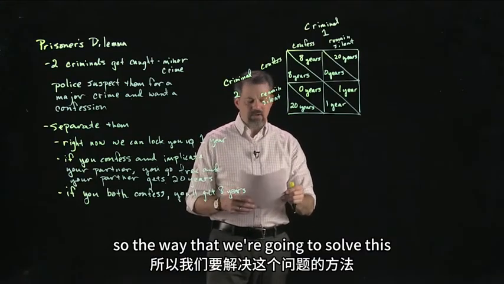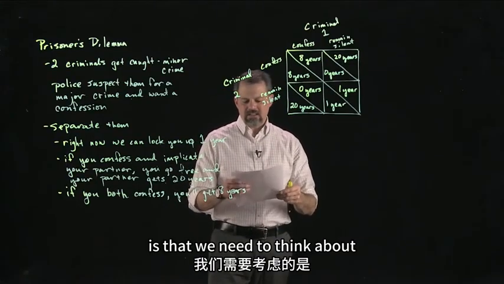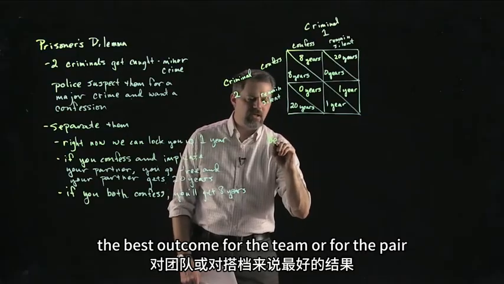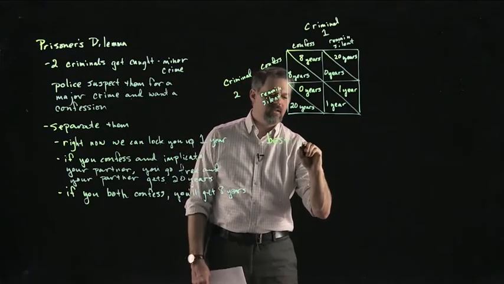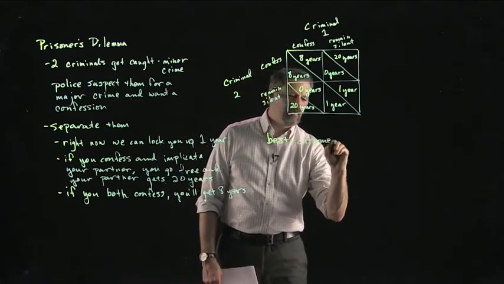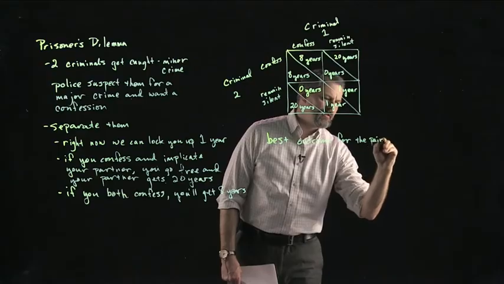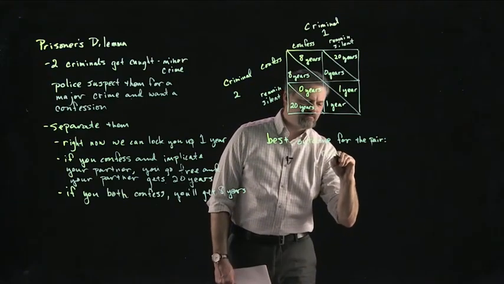So let's think about how to solve this problem. The way that we're going to solve this is that we need to think about, let's write first the best outcome for the team or for the pair. Best outcome for the pair is to remain silent.